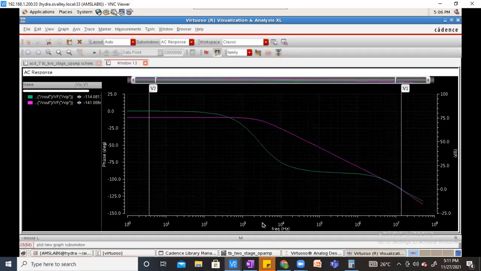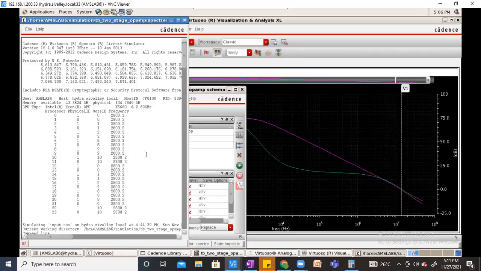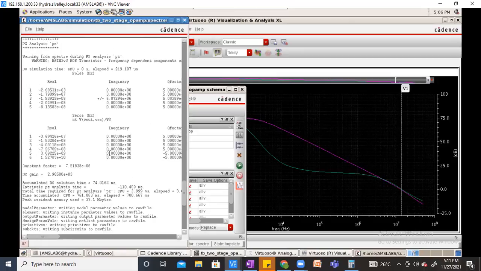So we know that there is a pole somewhere around here. If you see the exact number, it is somewhere around 7.3 kilohertz or something. I can see that in the log as well, the pole location. The dominating pole is at 2.6, let's say 2.7 kilohertz. This is the first pole. The second pole is at 17.9 megahertz. And the third is at 153 megahertz. Similarly, it goes on. And then the first dominating zero is at 36.9 megahertz.